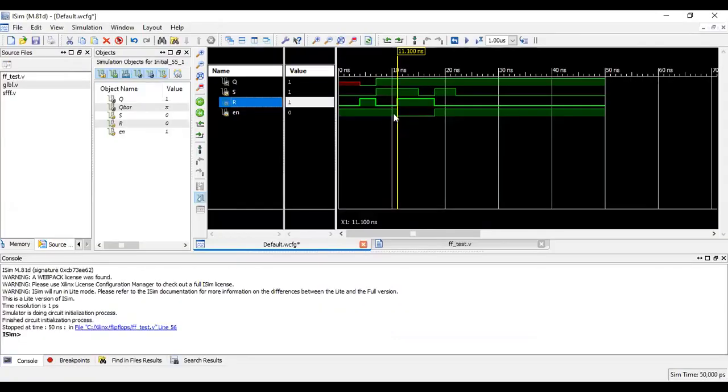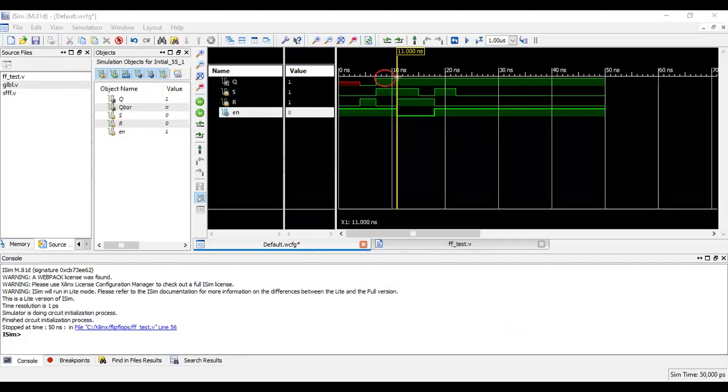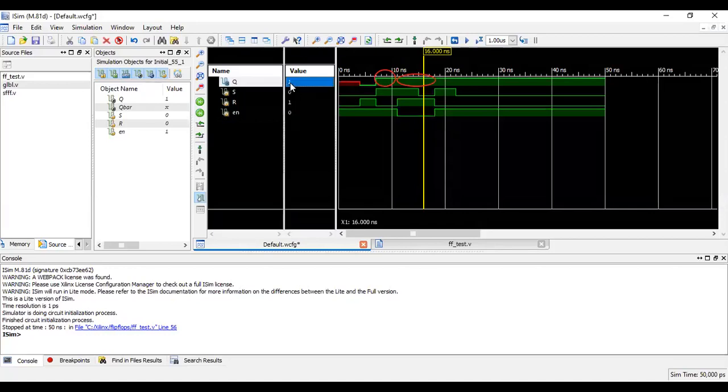So what is happening over here? You can see from 11 to 18, enable is 0. So what is the previous state? Previous state means this value. What is this value over here? 1. So this value is retained from here to here. What is the S value and R value over here? S is 0, R is 1. What should actually be the output? The output should be equal to 0, but we are getting the output as 1. Why are we getting the output as 1? Because enable is equal to 0.